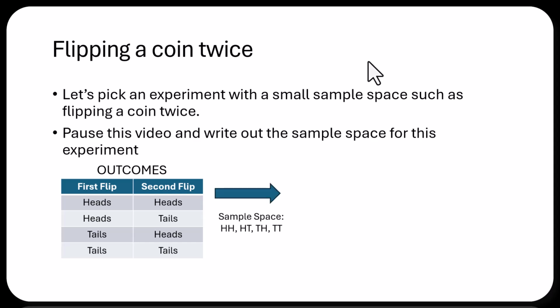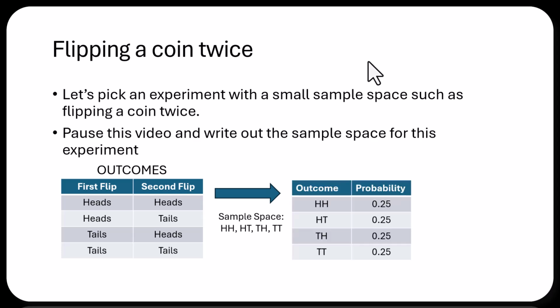Often we usually use a single letter to represent each outcome. In this case, we're using H to represent the outcome of heads and T to represent the outcome of tails. So the sample space is HH, HT, TH, and TT. From here, what we want to do is create a probability distribution. So what is the probability of each of these 4 outcomes?